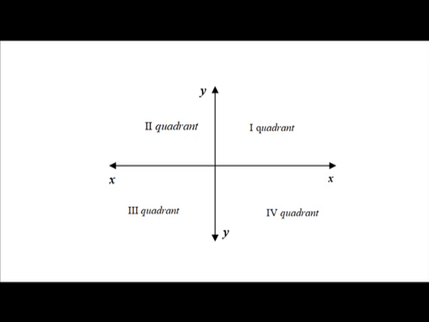In the first quadrant, both coordinates x and y are positive. In the second quadrant, only y coordinates are positive. In the third, both coordinates x and y are negative, and in the fourth, only x coordinates are positive.